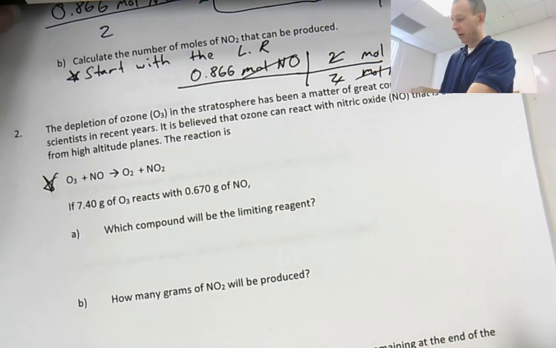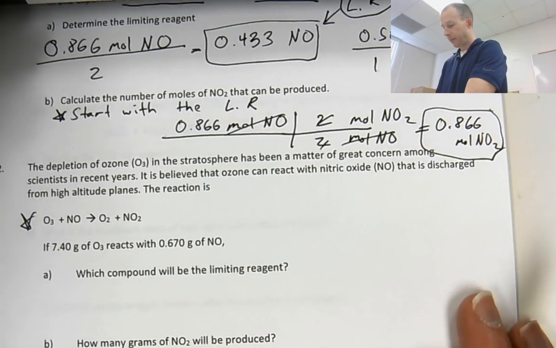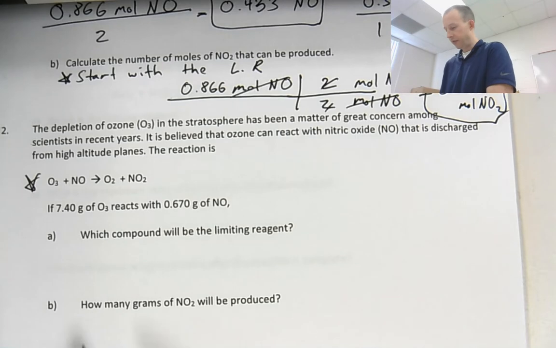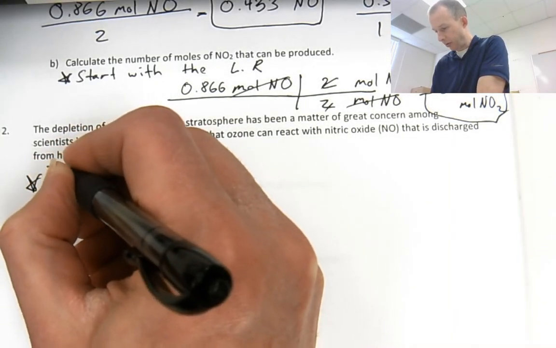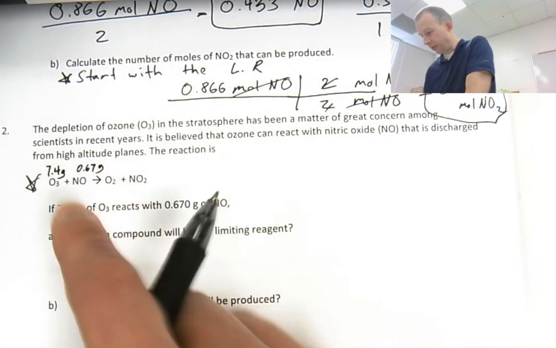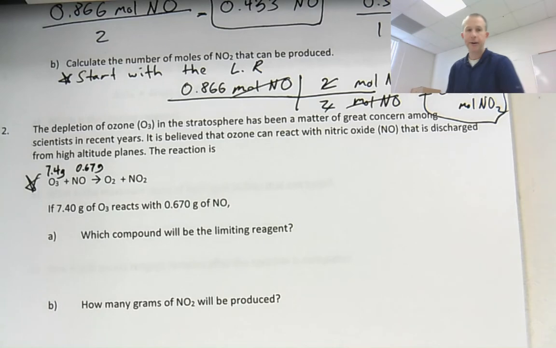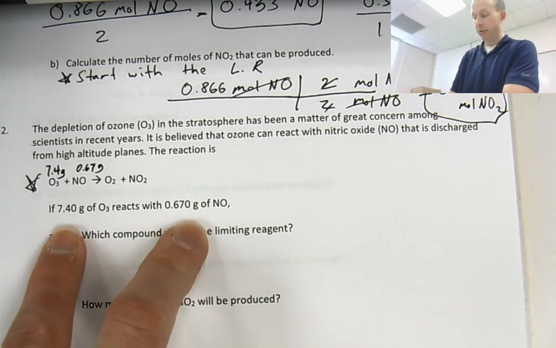So it says which compound will be the limiting. So here's what it says. If 7.4 grams, so we've got 7.4 grams of this, and we've got 0.67 grams of nitrogen monoxide, and it's saying which thing's limiting. Now this time they're in grams.